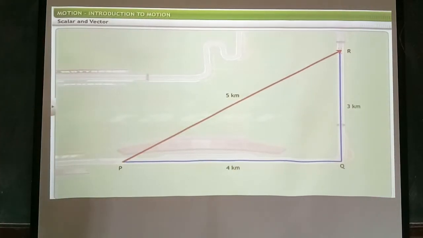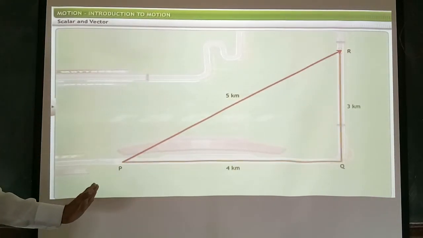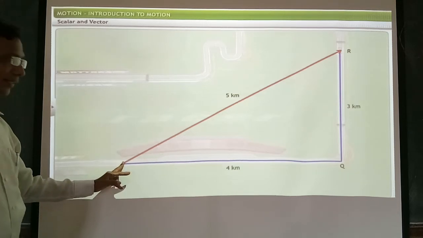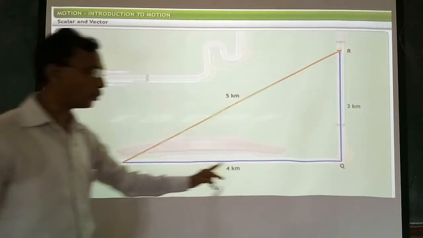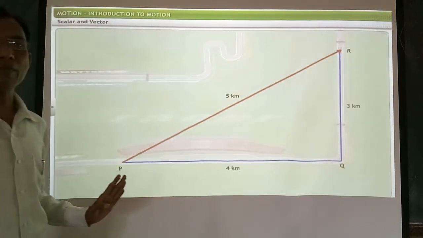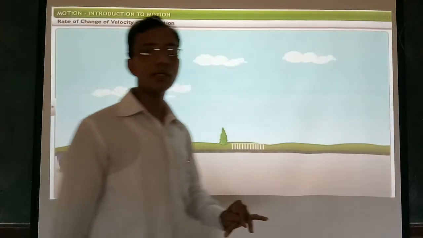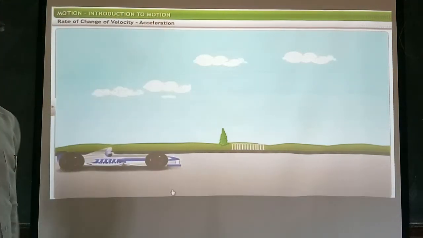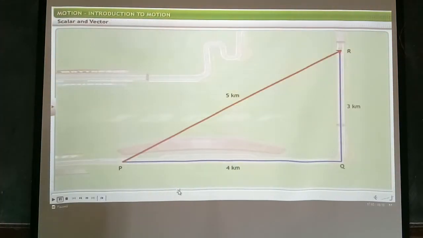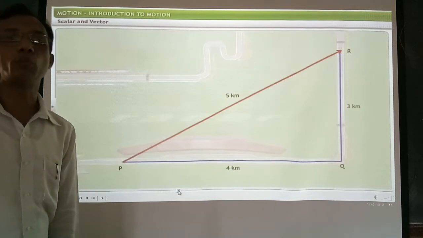Here it starts from point P to point Q. The car travels a distance of 4 kilometer. Then from point Q to point R it covers a distance of 3 kilometer, and the shortest distance, that is 5 kilometer, we should opt for.